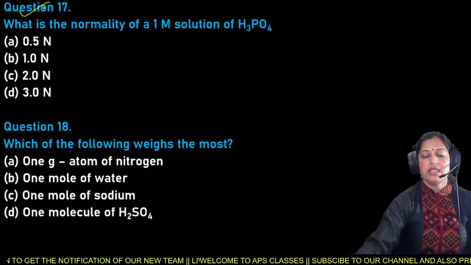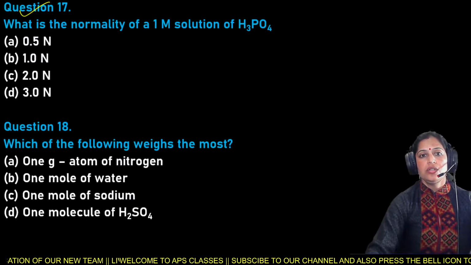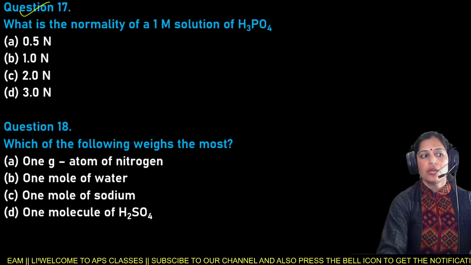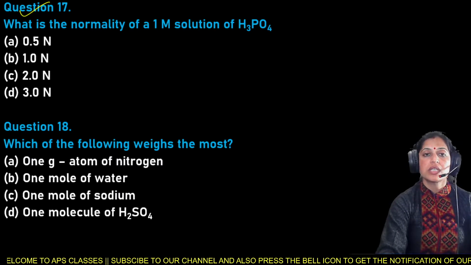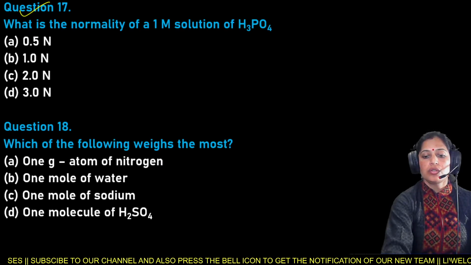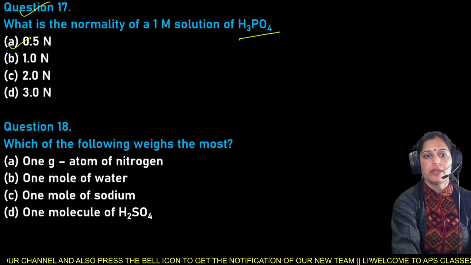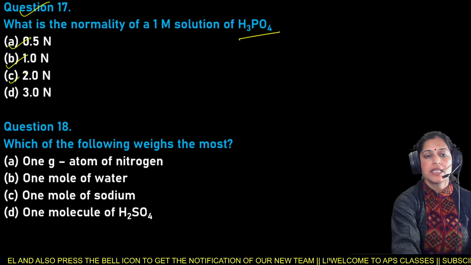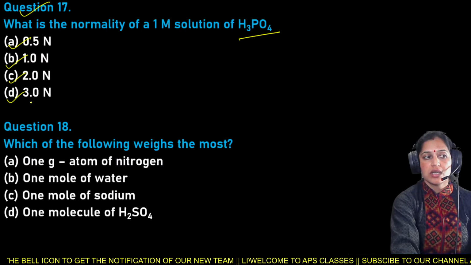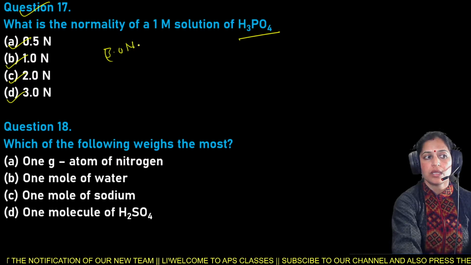Next is question number 17. What is the normality of a 0.1 mole solution of H3PO4? Options are A 0.5, B 1.0 normal, C 2.0 normal, and D 3.0 normal. So what is the normality? The normality is 3.0 normal.